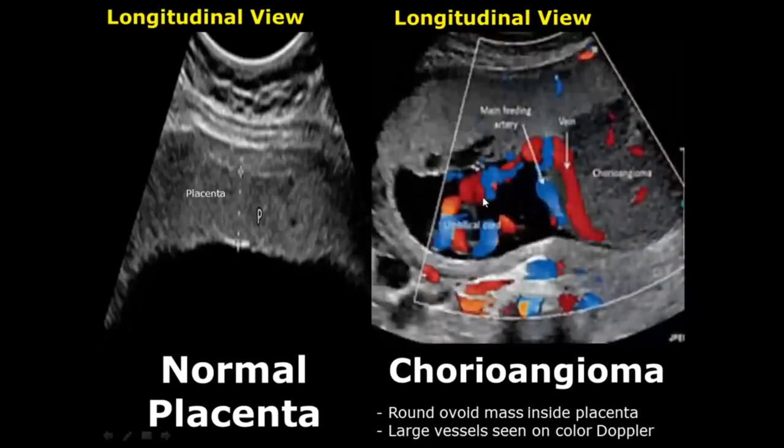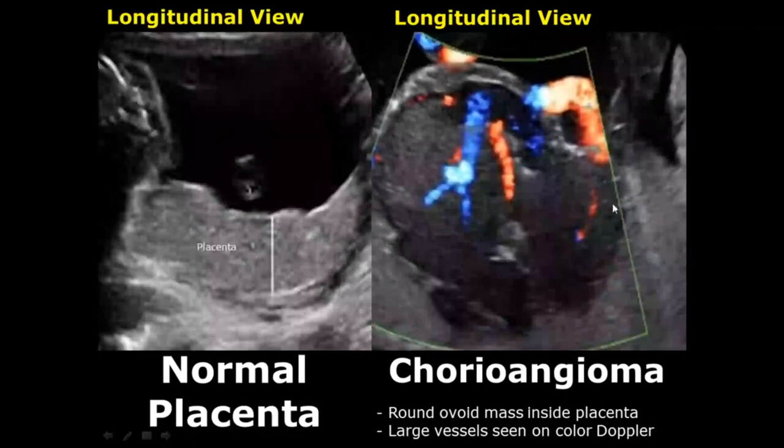On color Doppler, we will see large blood vessels supplying the mass. We can see both the arteries and the veins. It has a very large blood supply. Here is another Doppler image showing large vessels supplying the chorioangioma.